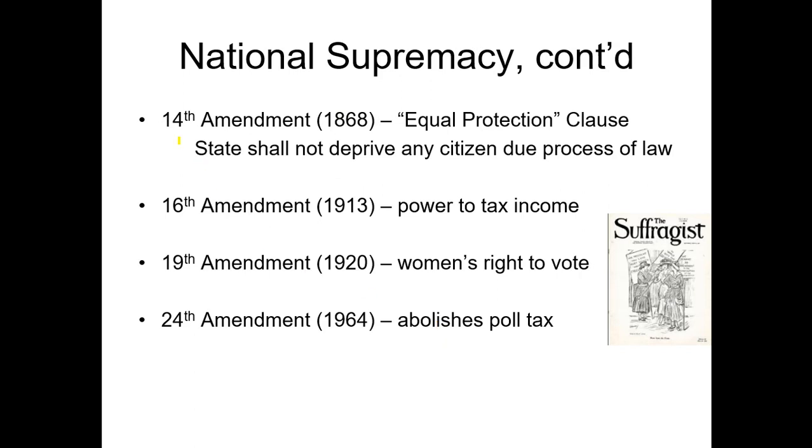Some other things that the federal government did, the 14th Amendment is very important because that is the Equal Protection Clause. The 14th Amendment was passed right after the Civil War, and it was meant to express that no state can deprive any citizen of due process of law. And so that is a very important clause in the Constitution that even to this day, cases will go all the way to the Supreme Court, and the Supreme Court will rule that a state did not provide equal protection under the law.